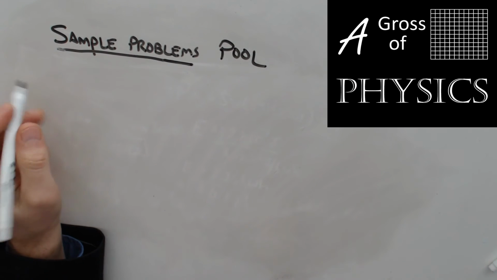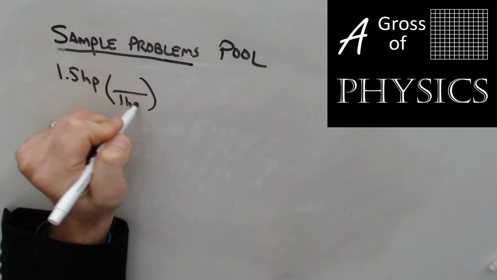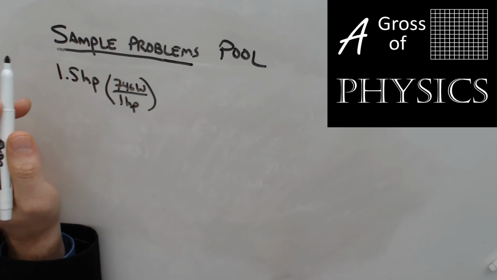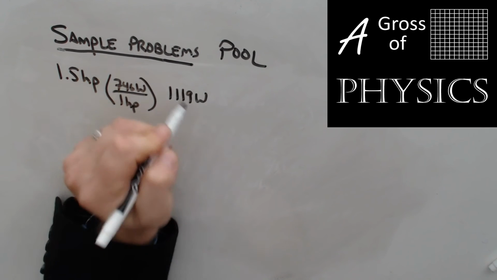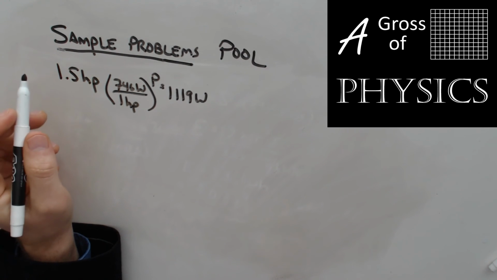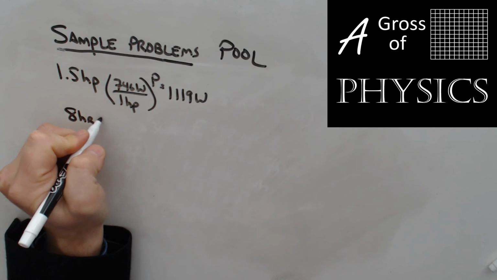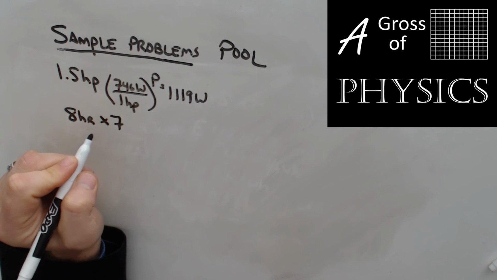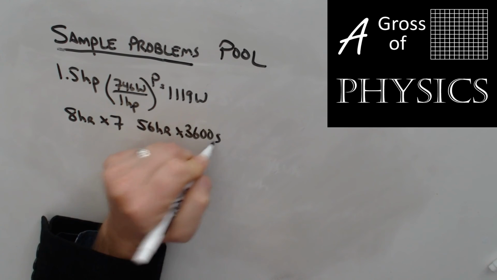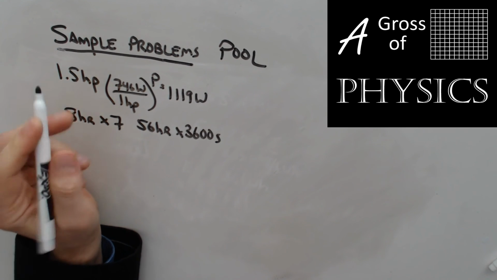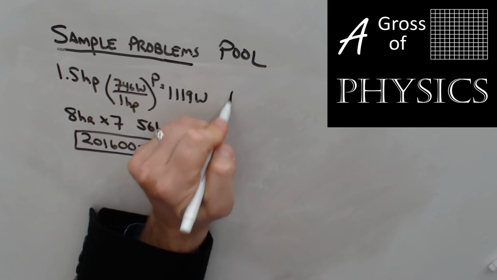All right, this next one is about a pool pump. What we have is a 1.5 horsepower pool pump. Now you have to remember the conversion, 1 horsepower is 746 watts. So 1.5 times 746 is 1119 watts. So that's our power. And we're keeping it on 8 hours per day for a week. So 8 hours times 7 days, 8 times 7, I don't know why I'm using the calculator, is 56. 56 hours times 3,600 seconds, and you get 201,600 seconds total.